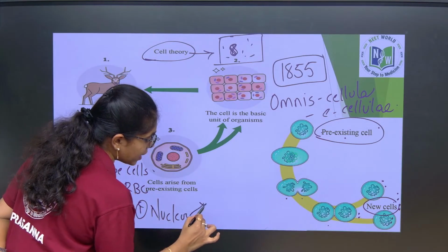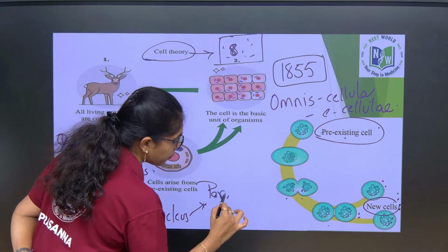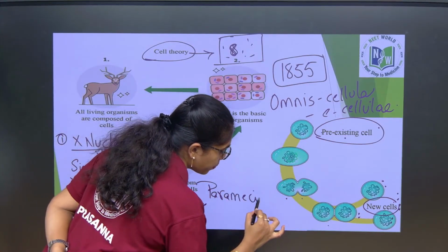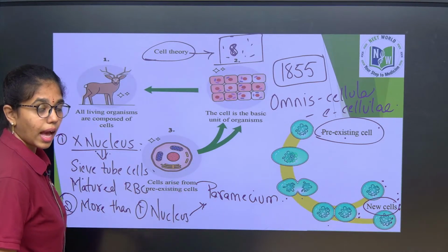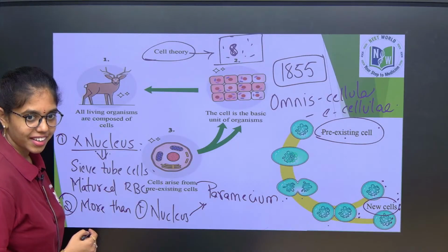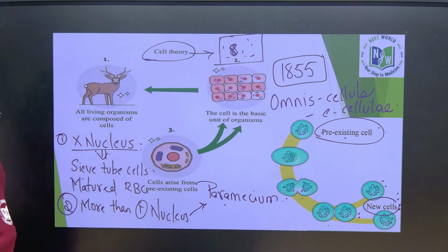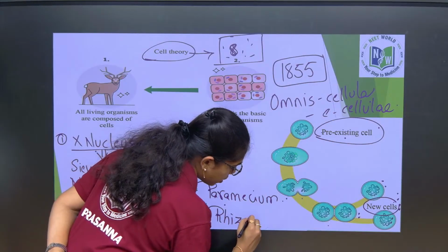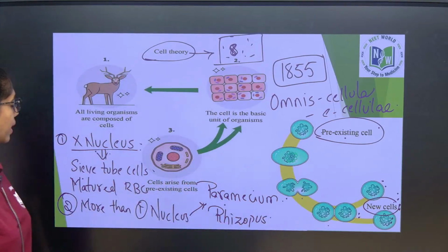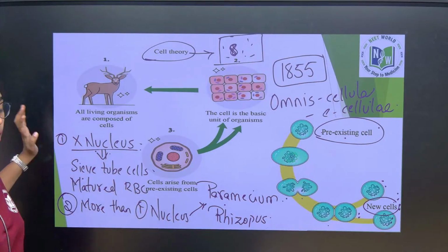You can see it in some protozoans like paramecium and amoeba. Amoeba has only one nucleus, but first is like a two nucleus condition in paramecium, you can see. Rhizopus, bread mold. So, here there is more than one nucleus. To this also cell theory is not applicable.